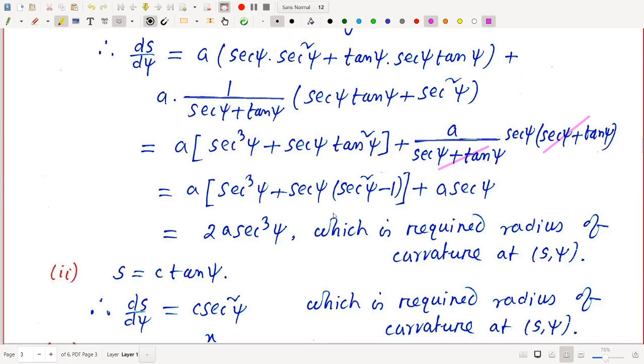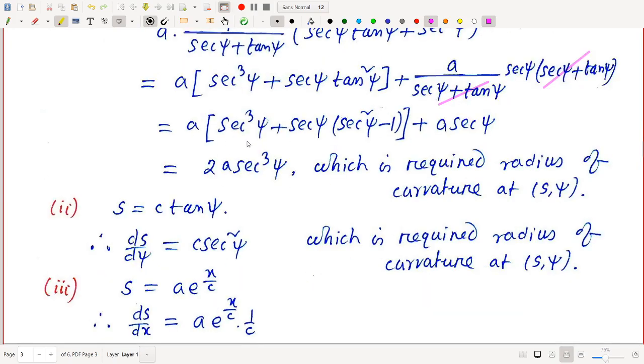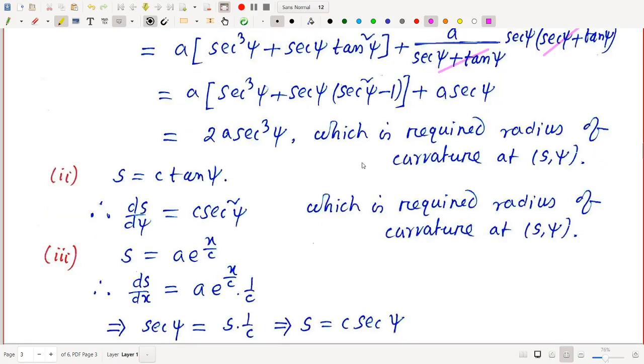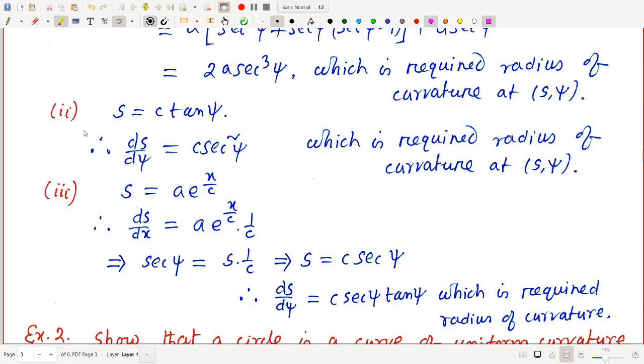And here tan square psi you have written as sec square psi minus 1. So finally sec cube psi means twice sec cube psi, a is there, and minus sec psi, and this sec psi gets cancelled. Here is a, so ds by d psi here is twice a sec cube psi, which is the required radius of curvature at the point s comma psi. So just the derivative of s with respect to psi is the radius of curvature.